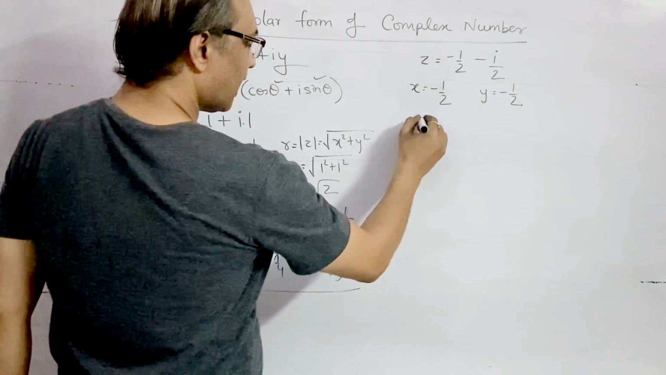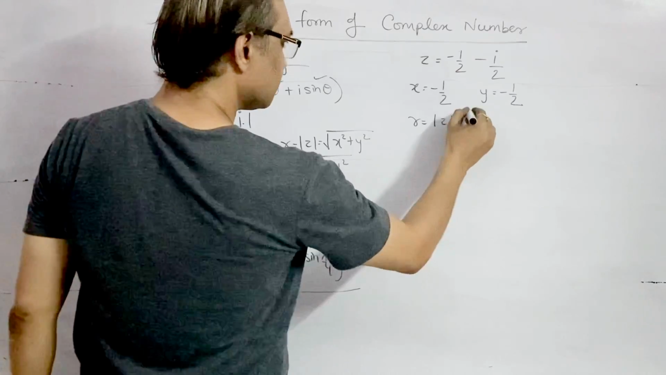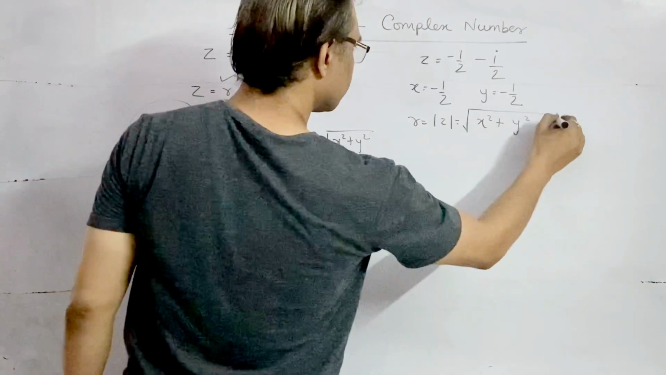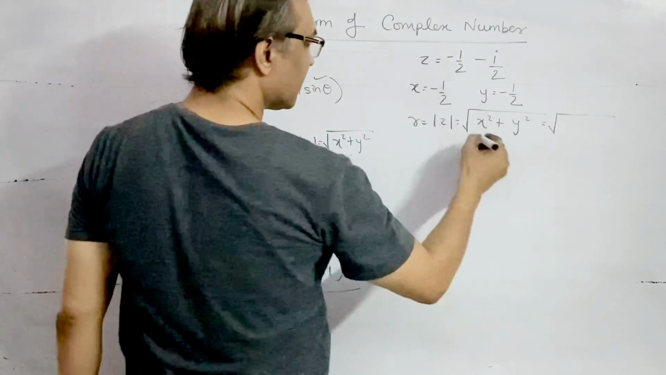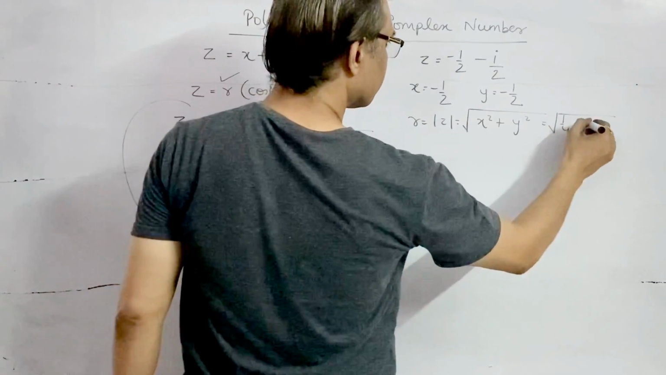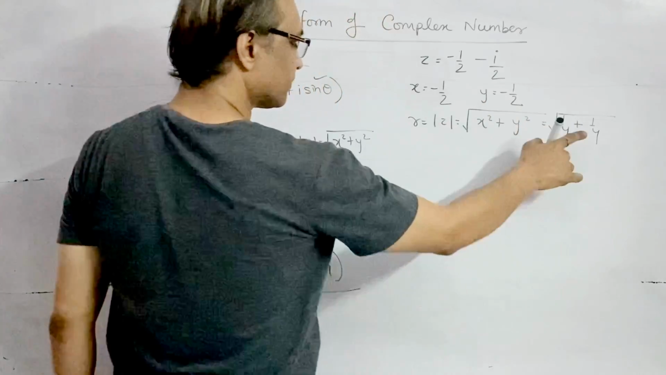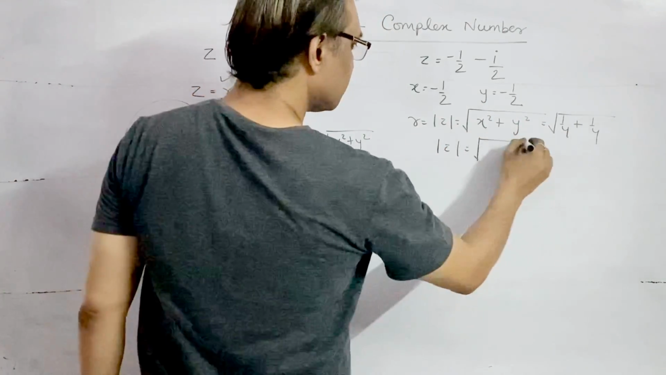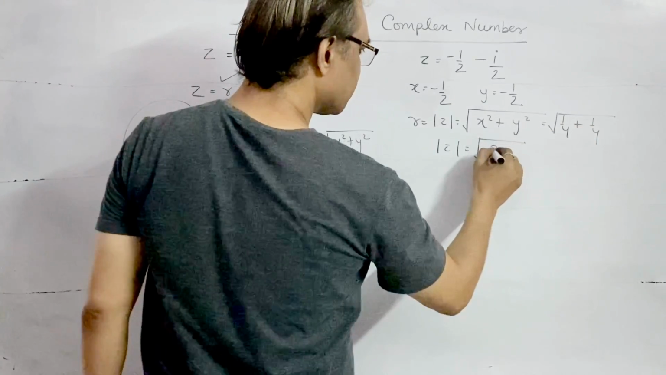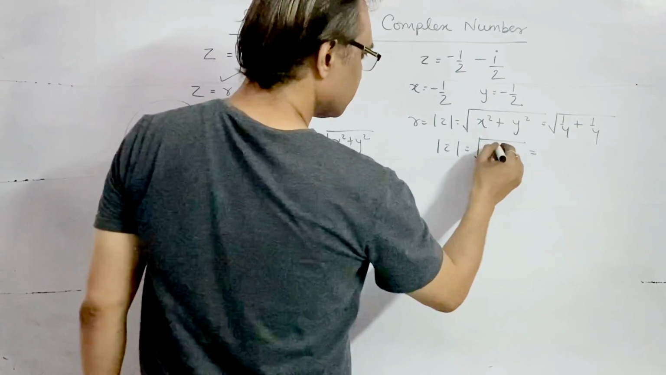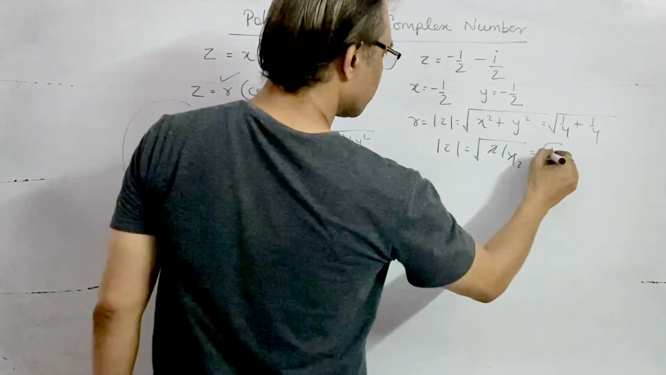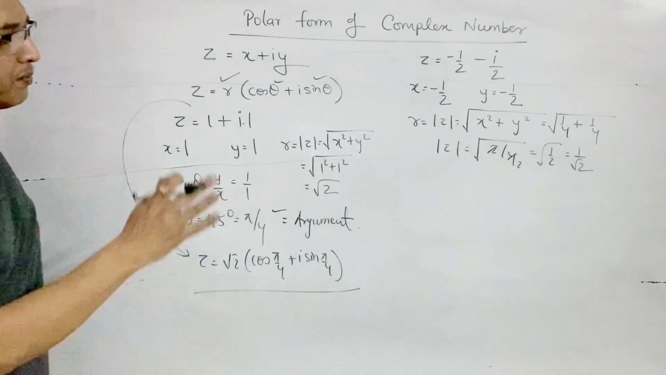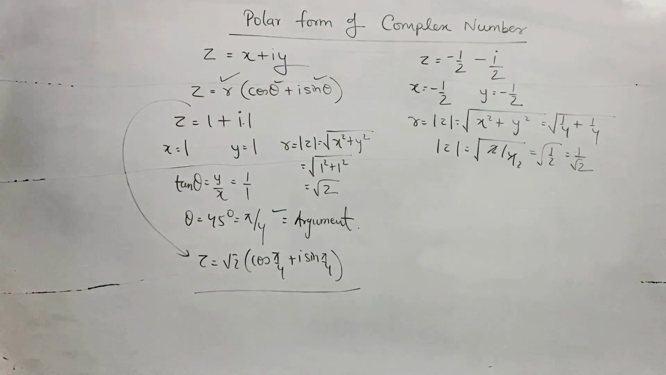Now let us find r, that is the modulus, under root x square plus y square. x is minus half, square of that, 1 by 4. y square, square of this, 1 by 4. So mod z is under root 1 by 4 plus 1 by 4, that is 2 by 4. You can cancel these two. So it is root of 1 by 2, that is 1 by root 2. So the value of mod z is 1 by root 2.